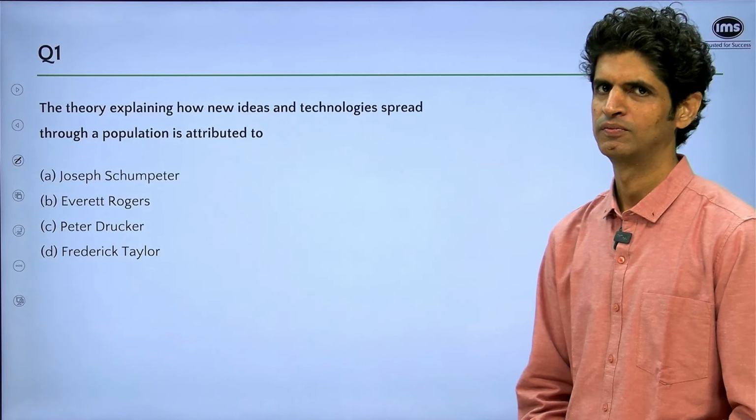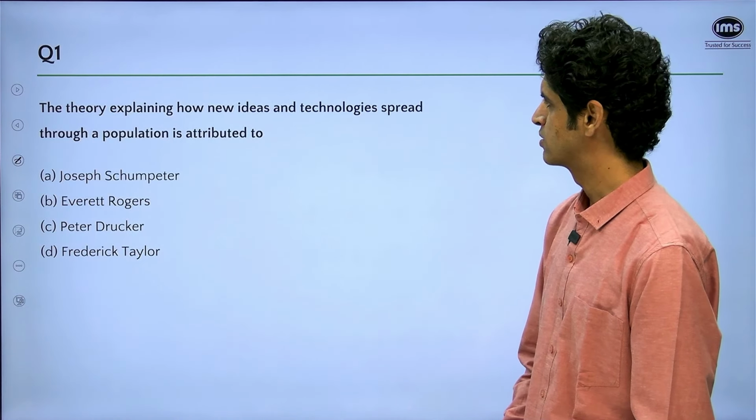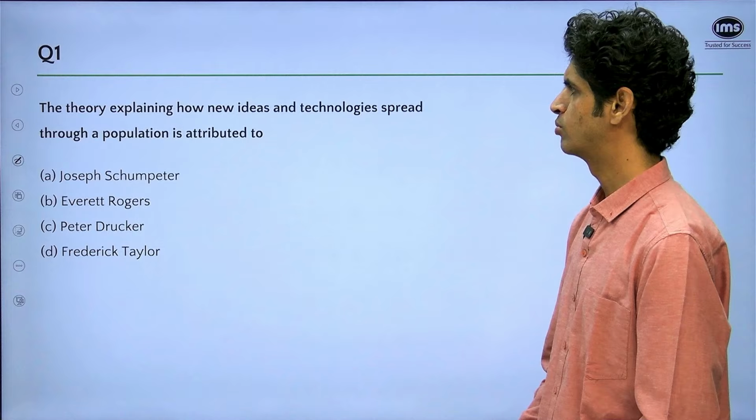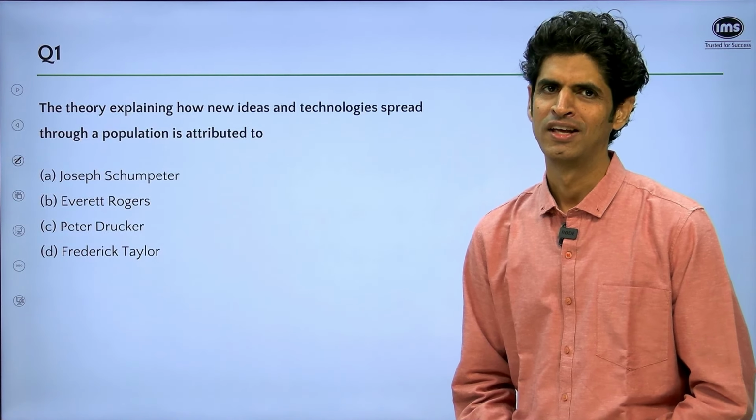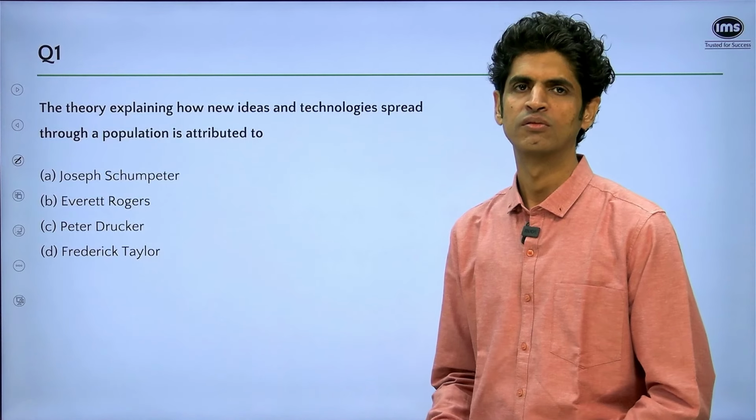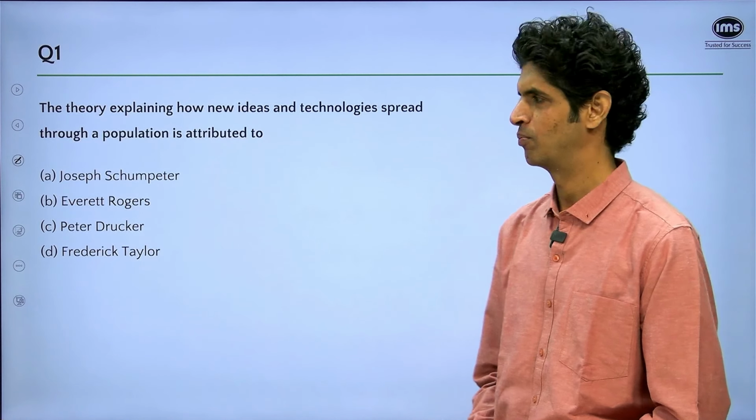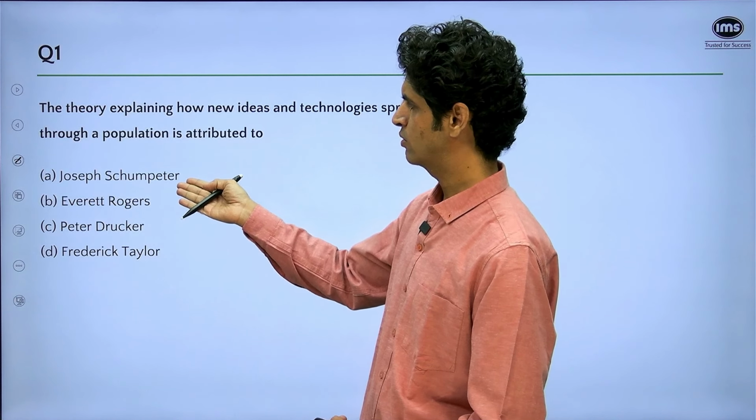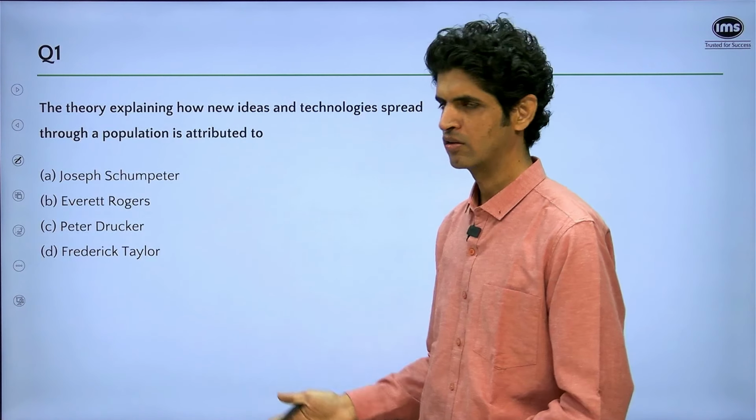The first one. The theory explaining how new ideas and technologies spread through a population is attributed to an interesting question for the simple reason that the 4 names that you see here might sound very alien to you. Let's look at them one at a time. Joseph Schumpeter, Everett Rogers, Peter Drucker, and Frederick Taylor.